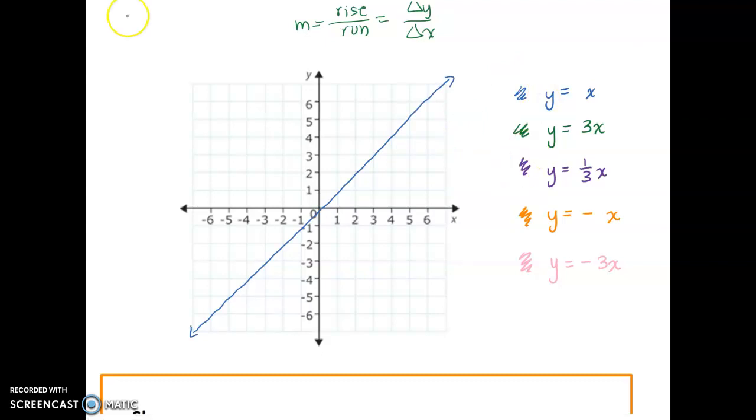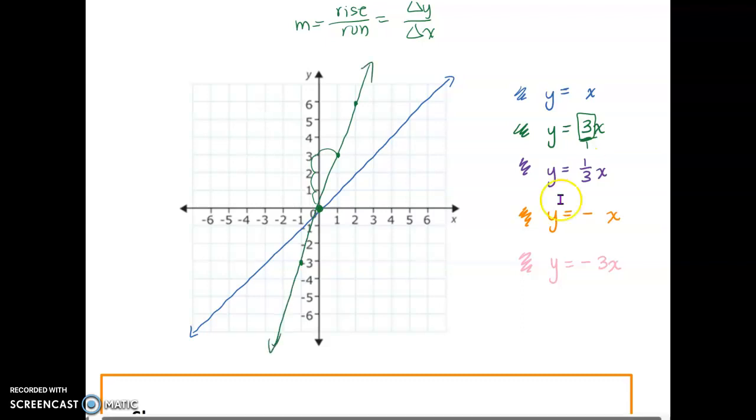The other one is y equals 3x, and that means that it has a slope of 3. If it has a slope of 3, if I start at the origin, that means I go 3 up, 1 over. Remember, 3 is 3 over 1. We always like slope as a fraction because we can see the rise and the run. So that means 3 up, 1 over, and there's my next point. 3 up, 1 over, there's my other point. The other way, I go 1 over, 3 down. And so I can draw that line here.